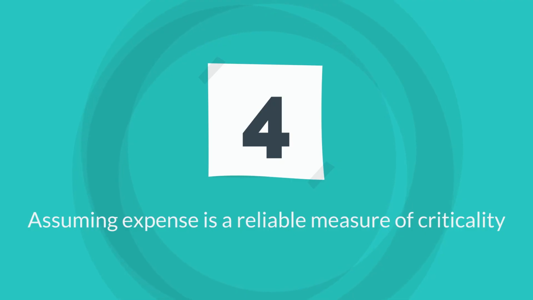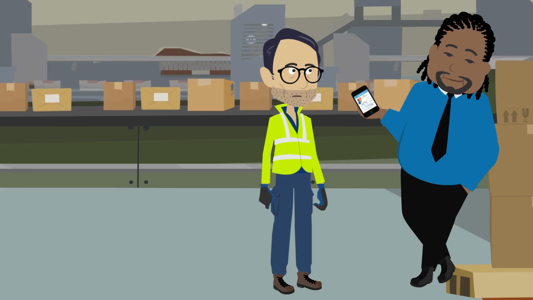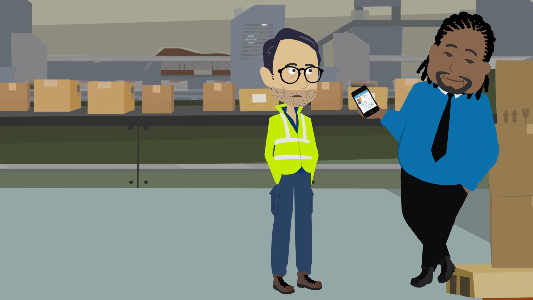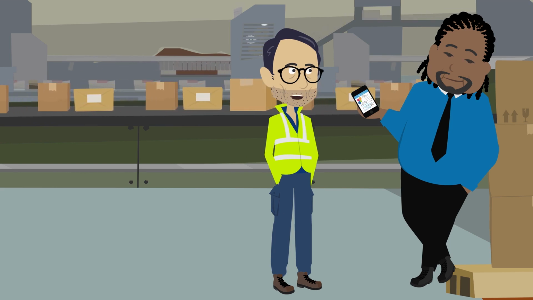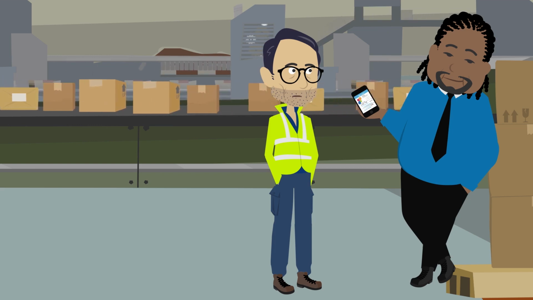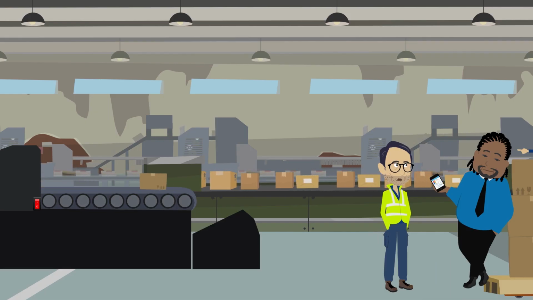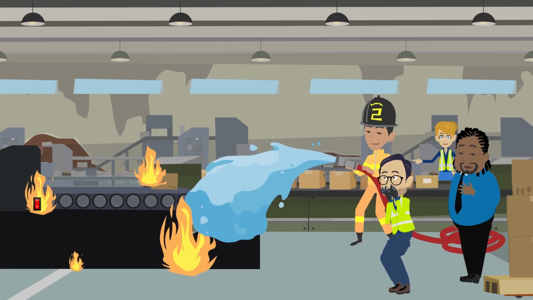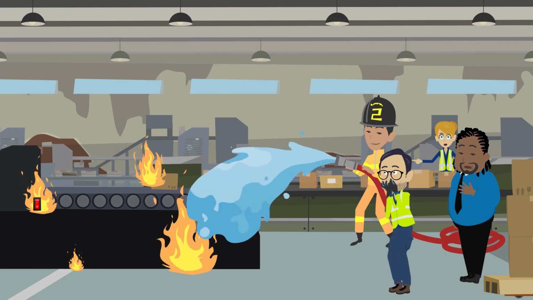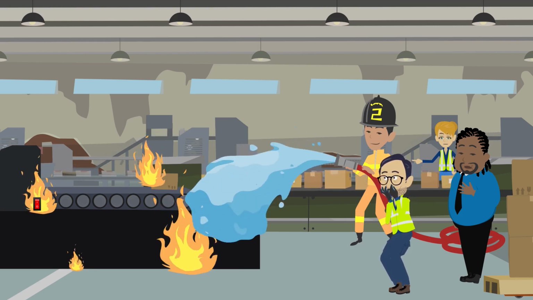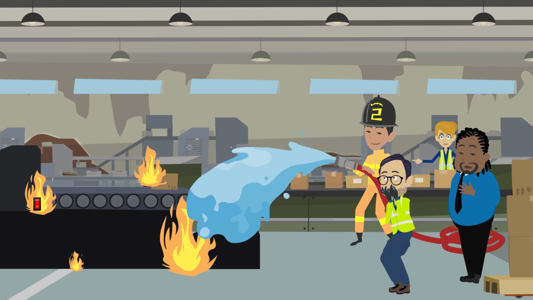Mistake 4. Assuming expense is a reliable measure of criticality. I know one easy way to determine critical assets. Just look at the cost sheet. If it costs a lot, it is definitely critical. Besides, something inexpensive can't be that critical. That non-critical $2 switch just took down the whole line. Do most decisions get made in your organization based on the expense of the asset?